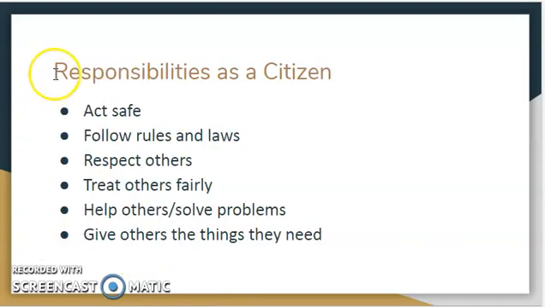But also we have responsibilities as citizens. We have the responsibility to act safe, to follow rules and laws, to respect others, to treat others fairly, to help others solve problems, to give others the things they need. So I'm going to go over two scenarios that are going to help us discuss what are some responsibilities as citizens.